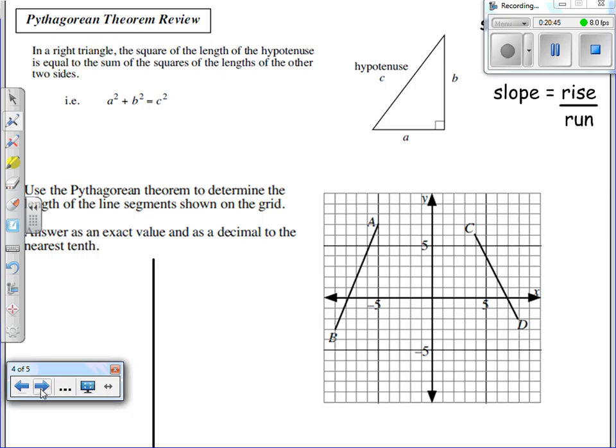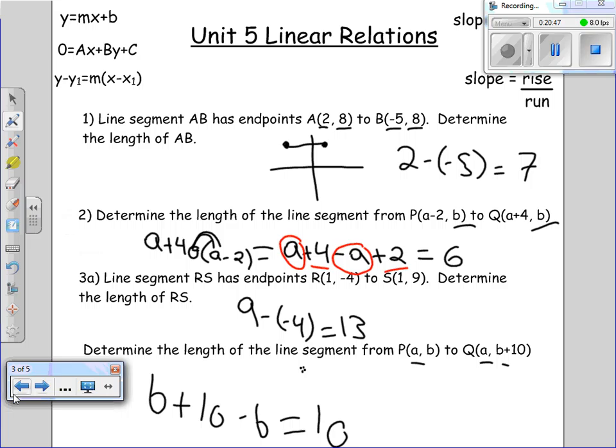So if you look at the next slide, you see we're going to have to work with Pythagorean theorem. It's important to remember that Pythagorean theorem only works for right triangles. It says, in a right triangle, the square of the length of the hypotenuse is equal to the sum of the lengths of the other two sides. That's where you got your a squared plus b squared is equal to c squared. Joey, good? And then it says, use Pythagorean theorem to determine the length of the line segments on the grid.